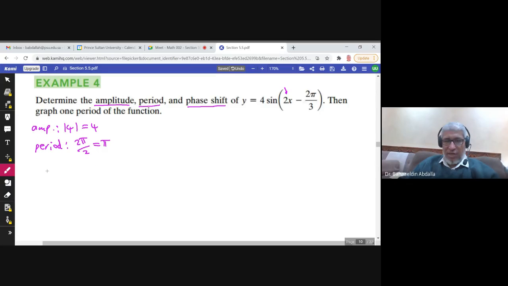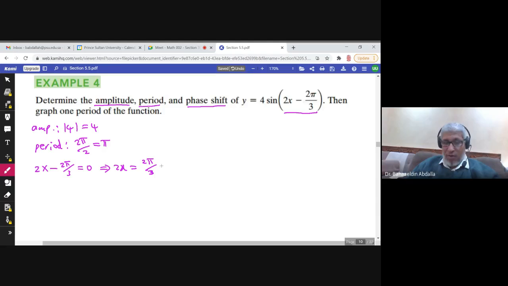So how to find x1? I will write 2x minus 2 pi over 3 and put it equal to 0. So you take everything inside the sine. They call it the argument of sine. And you put it equal to 0 and you solve this equation. But please solve carefully, take care. Take 2 pi over 3 to the other side, then divide by 2.